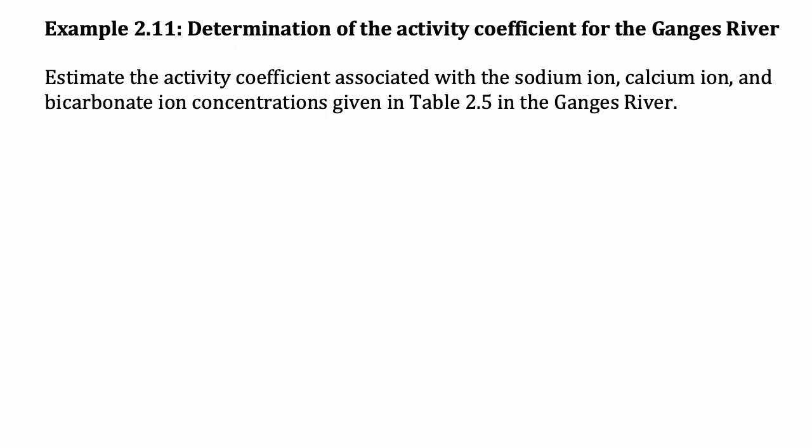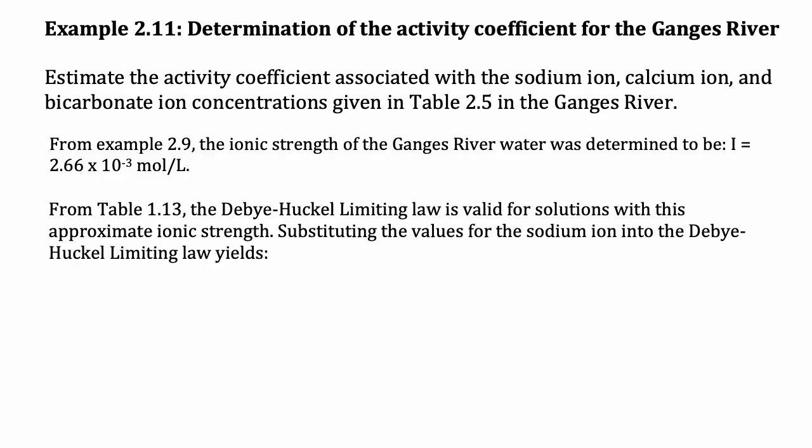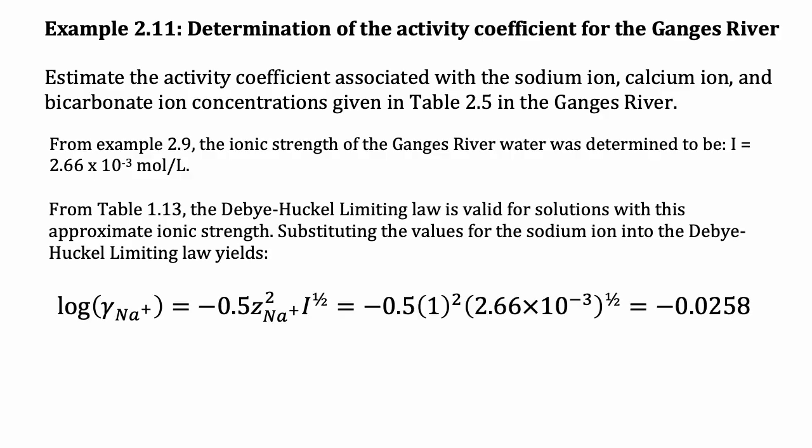As an example, previously we measured the concentration and ionic strength in the Ganges River. We can estimate the activity effects of those ions in the Ganges based on the concentration of dissolved ions in solution. Recall that we calculated the ionic strength of the Ganges was 2.66 times 10 to the minus 3 moles per liter. Using the Debye-Huckel limiting law, which is valid for solutions with this approximate ionic strength, we can solve for the value gamma for sodium.